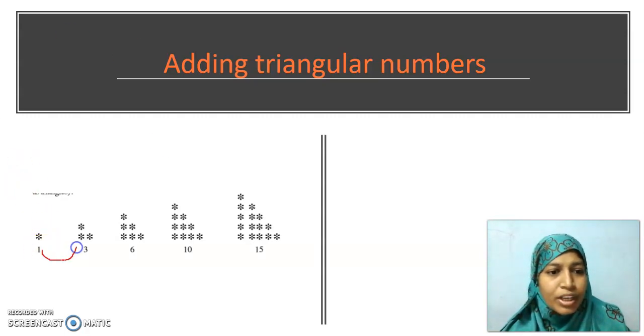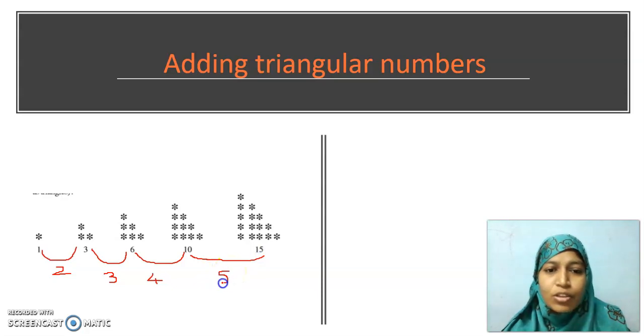Between 1 and 2, 1 and 3, I have difference 2. Between 3 and 6, I have difference 3. In between 6 and 10, I have difference 4. Very good. Between 10 and 15, what difference do I have? 5. Very good. So what will be the next number, my dear children?